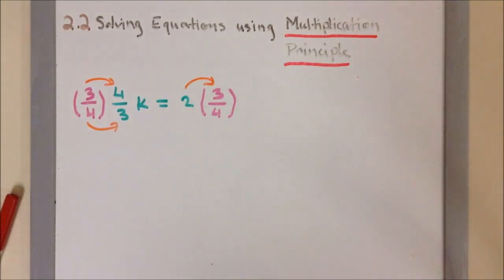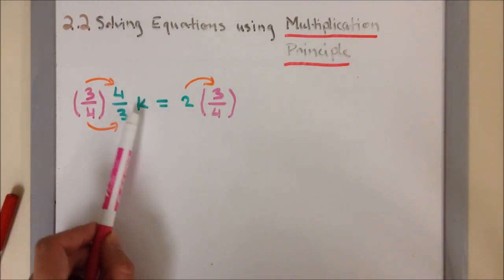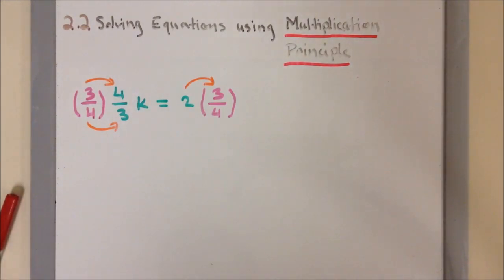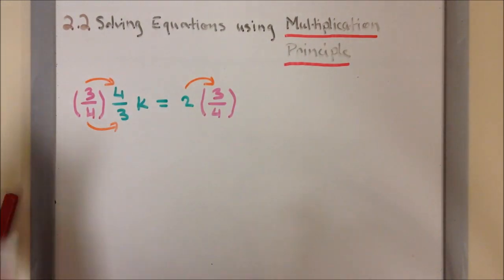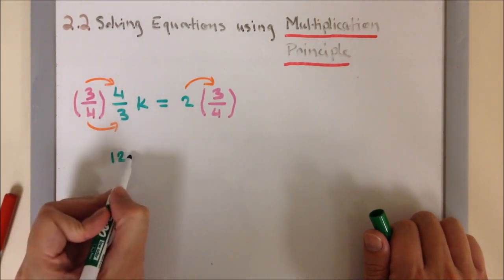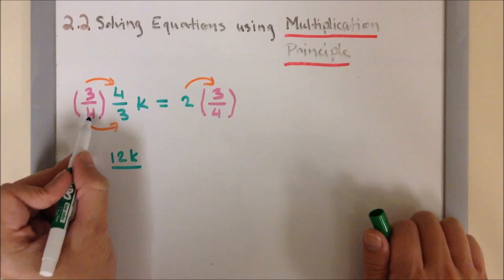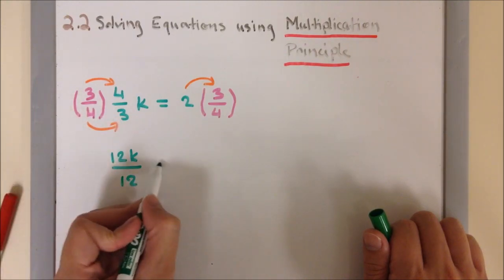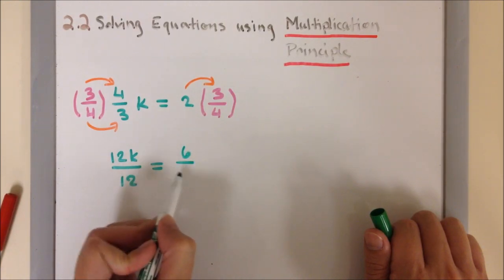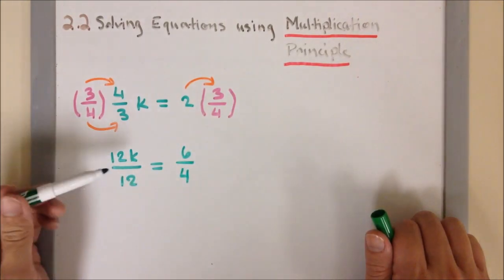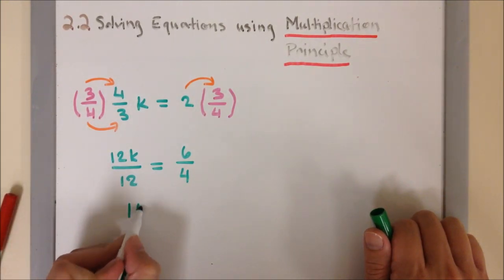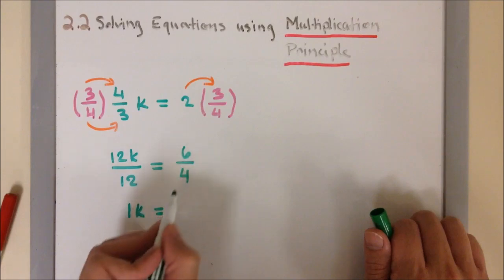Alright? So when we have a variable, you can have the variable stay at the very top, only at the top, never at the bottom. So what we're going to have is basically 3 times 4, which is 12, and don't forget your variable, so 12k over 4 times 3, which is 12, equals 2 times 3, which is 6/4. Alright, here, 12 divided by 12 simply becomes 1k equals 6/4.